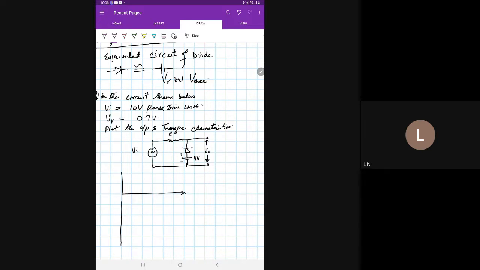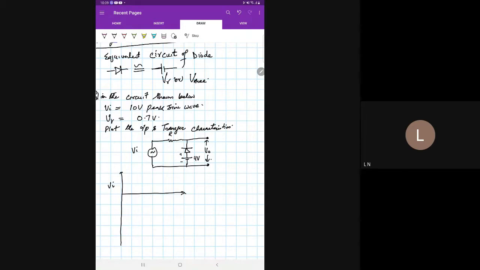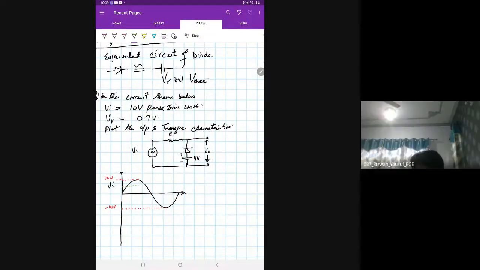Yes Rizwan, how will you plot the input V input? Sir, a sine wave with 10. And what is the amplitude of that sine wave? 10 volts. Yes, something like this. We are only concerned about its peak voltage because the peak voltage is given. So this is the peak voltage. Let me draw it here, somewhere here. It is 10 volts peak, and similarly minus 10 volts peak here. Now we know the reference voltage. Is the reference voltage positive or negative? Sir, positive. Okay.